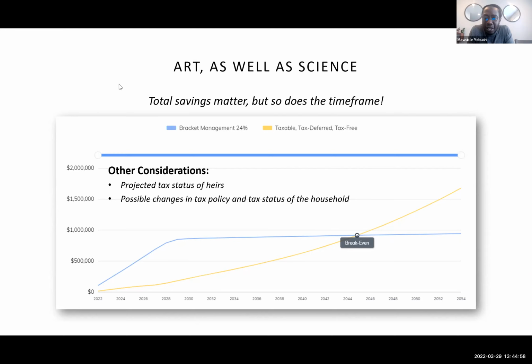I'm seeing we had some questions in the chat, so let me hop to some of those. Is there a way to see an impact on characteristics of legacy under different tax strategies? What is the mix of tax deferred, taxable, and Roth under each strategy?